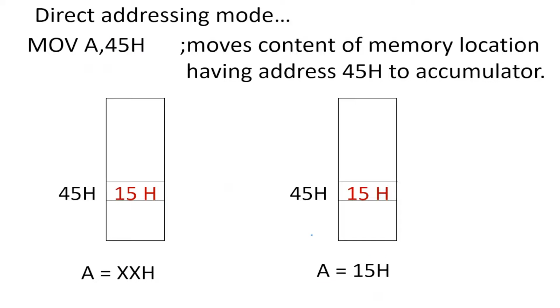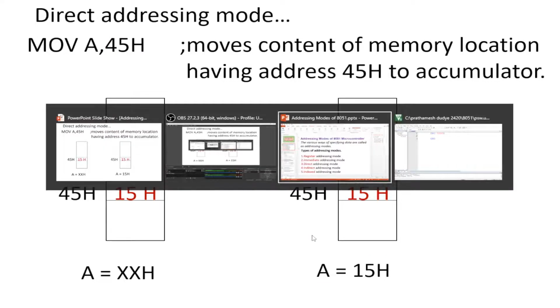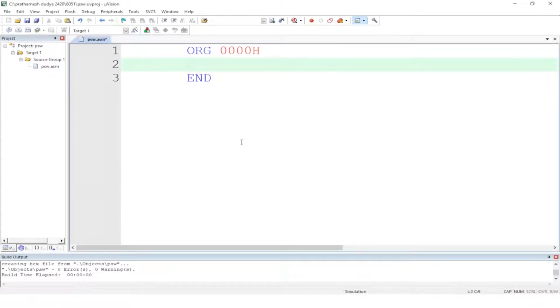In order to view this, let us go to the Keil software, and let us say that I have written the instruction like this: MOV A, #45H. So what does it mean? It means move the number 45H into the accumulator, because I have put the hash symbol, and that is the example of immediate addressing mode. Now let us build the target.